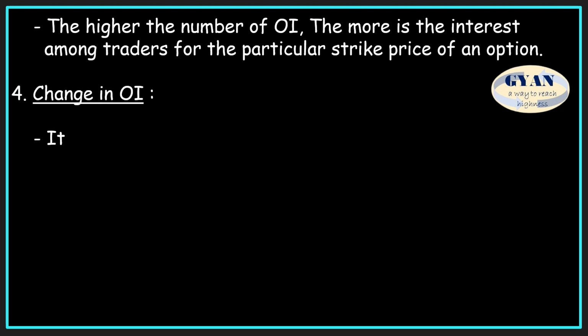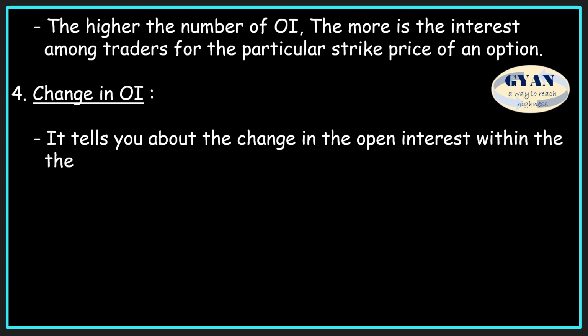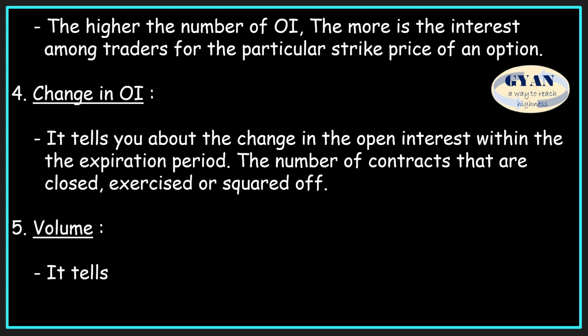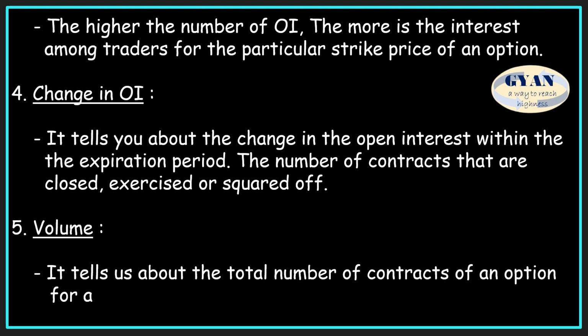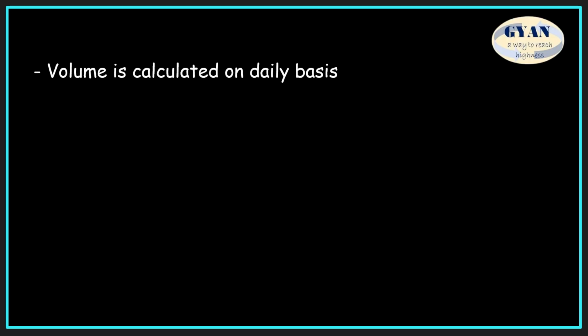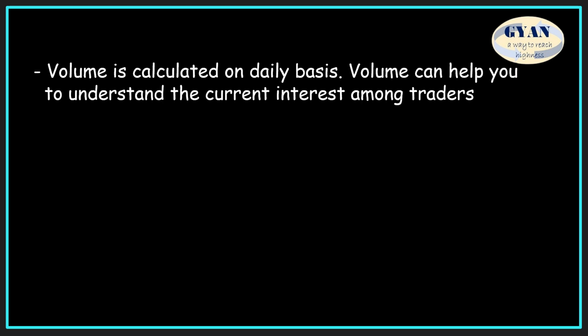4. Change in OI. It tells you about the change in the open interest within the expiration period, the number of contracts that are closed, exercised or squared off. 5. Volume. It tells us the total number of contracts of an option for a particular strike price that are traded in the market. Volume is calculated on a daily basis. Volume can help you to understand the current interest among traders.